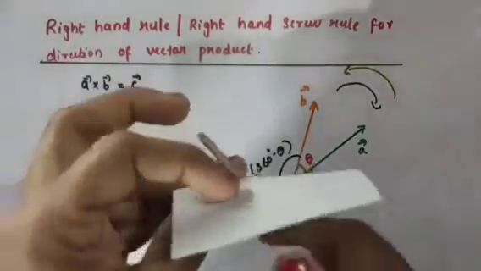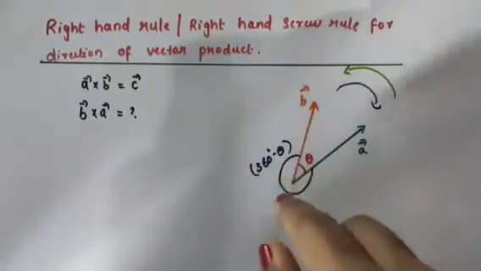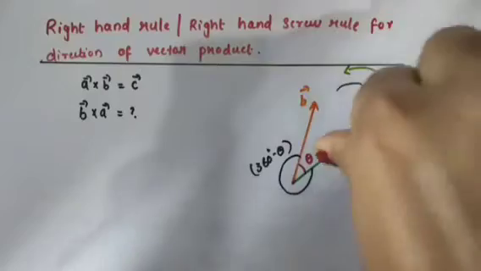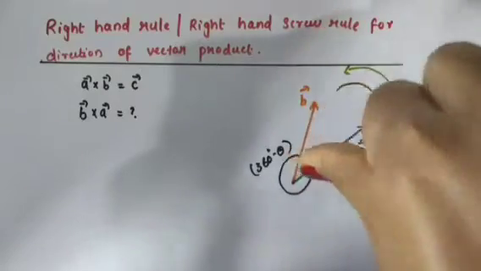This was when my thumb was indicating downwards. Here the tip also went downwards. So this is just similar to the right hand rule itself. Okay, so let us discuss the vector product properties.